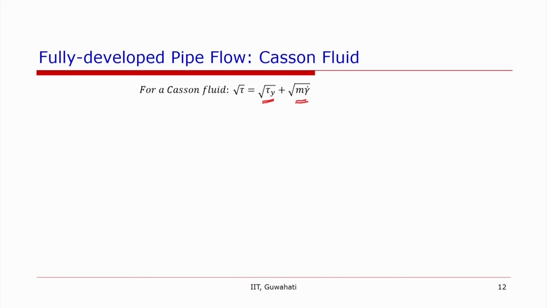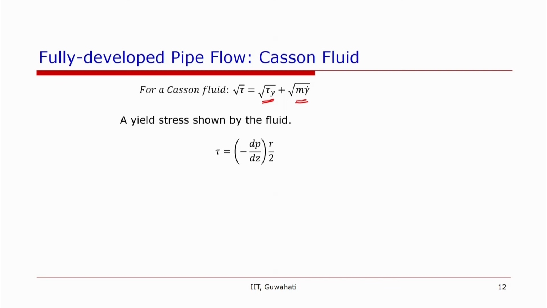Another reason is that, as you can see in this relationship, the Casson model includes a yield stress behavior as well as a power law kind of behavior. So by understanding how we can model flow of a Casson fluid, we can also use some parts of the analysis to model fluids which show yield stress behavior, for example a Bingham plastic fluid, or we can model the flow of a power law fluid using a similar methodology as we will use for the Casson fluid.